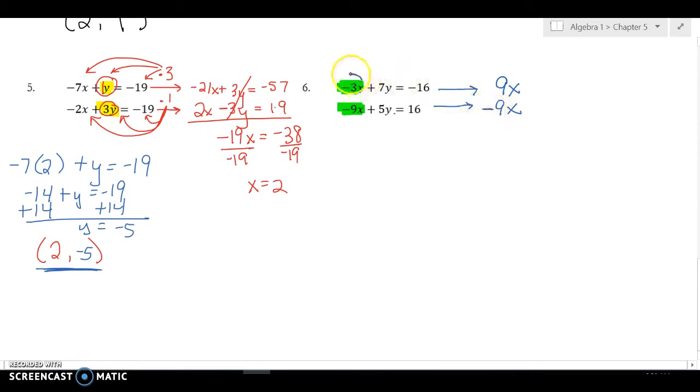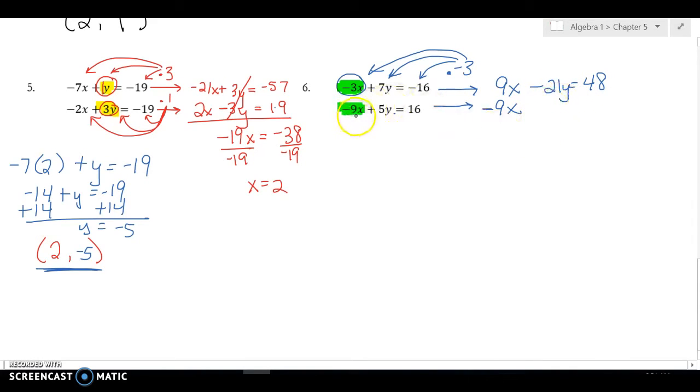So now I look, what did I multiply negative 3x by to get a positive 9x? Well, I multiplied by negative 3. So remember, now I distribute to everything in that equation. And so I get positive 9x. Oops, let's make that a negative 21y. And then 16 times 3 is 48. But because they're two negatives, it becomes positive 48. Oh, and I forgot my y there.